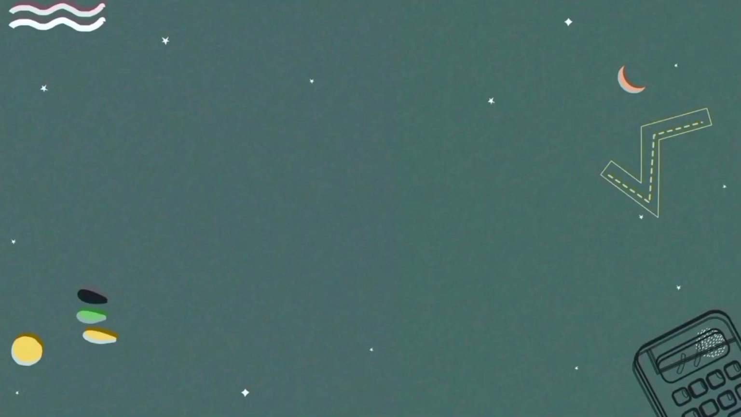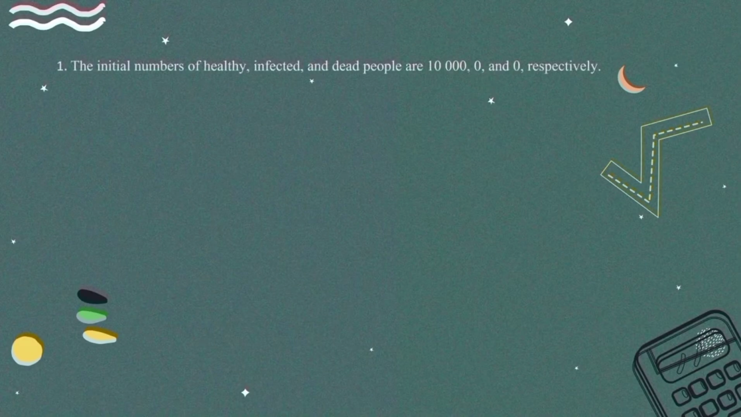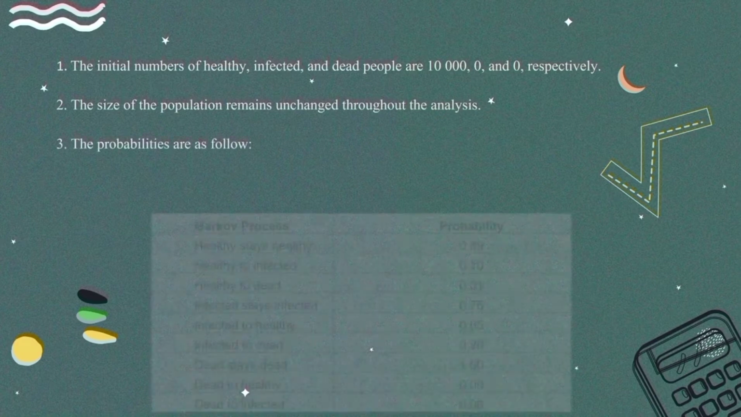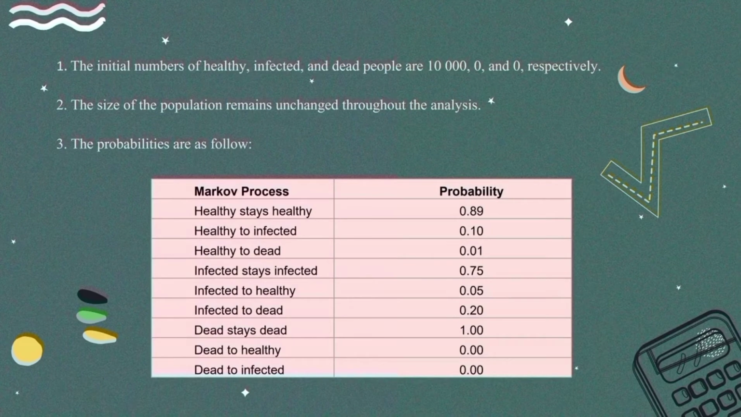There are 6 assumptions made in this analysis. First, the initial numbers of healthy, infected, and dead people are 10,000, 0 and 0 respectively. Second, the size of the population remains unchanged throughout the analysis. Third, the probabilities are as follows. Healthy stays healthy 0.89, healthy to infected 0.1, healthy to dead 0.01, infected stays infected 0.75, infected to healthy 0.05, infected to dead 0.2, dead stays dead 1, dead to healthy 0, dead to infected 0.